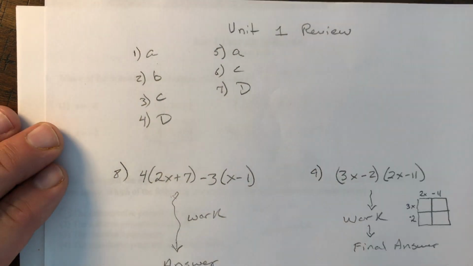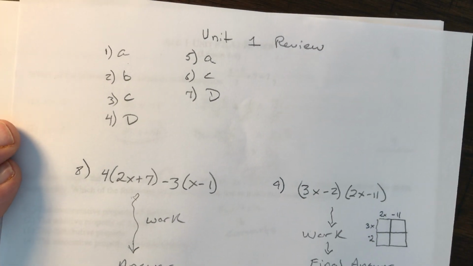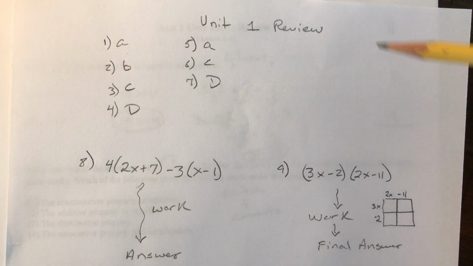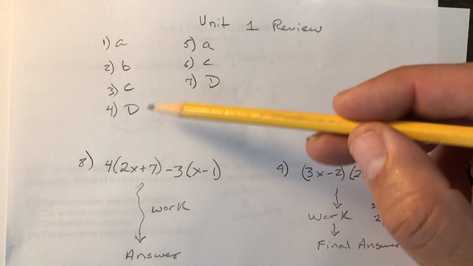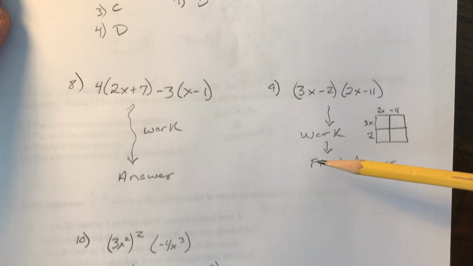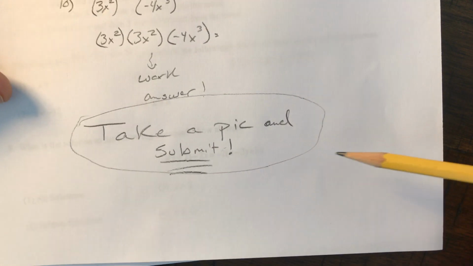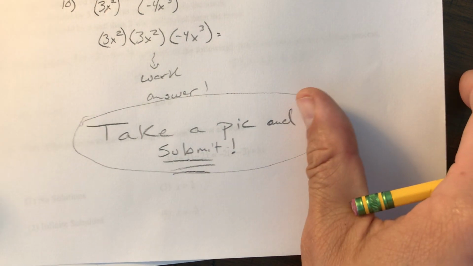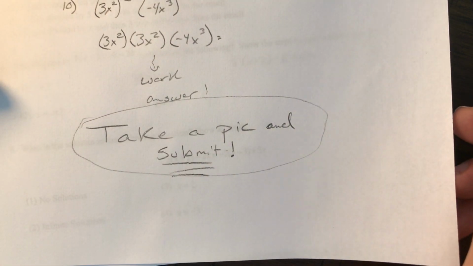Before I do, I'm just going to quickly remind you that by now you should have submitted your homework for Unit 1 review. This is how it should be. You should have the multiple choice written at the top of the page. You should have number 8, number 9, and number 10 worked out. And at the end, just take a pic and upload it to Google Classroom, and then that counts as your homework being done. So we're going to proceed that way for the next several weeks. So make sure that you're checking on Google Classroom every day and making sure you're staying current.